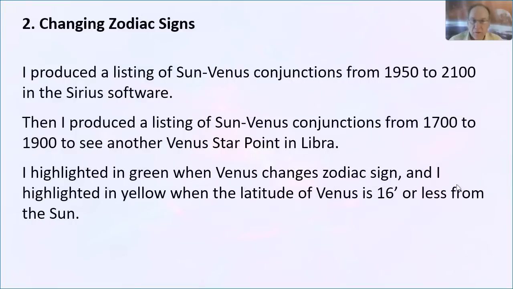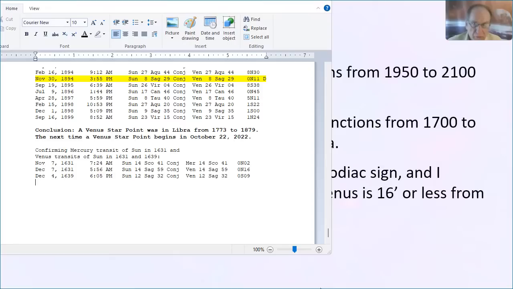Now, changing zodiac signs. Here's what I did. I produced a listing of Sun-Venus conjunctions from 1950 to 2100 in the Sirius software. I clicked on a little button to show it in a word processing program, and then I highlighted in green when Venus changes signs. And here is the listing.